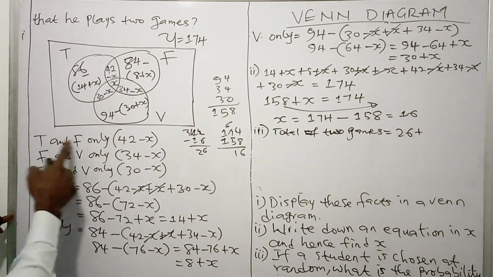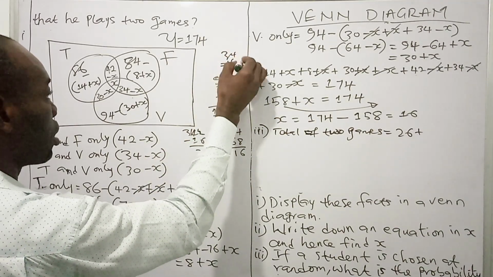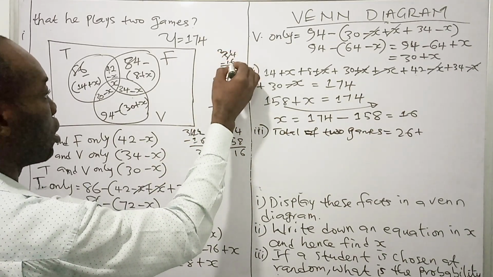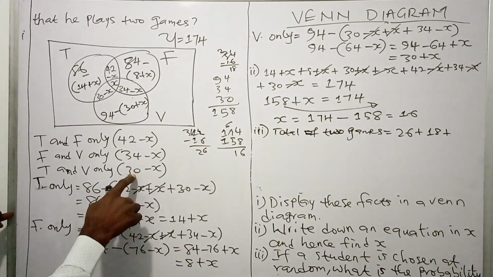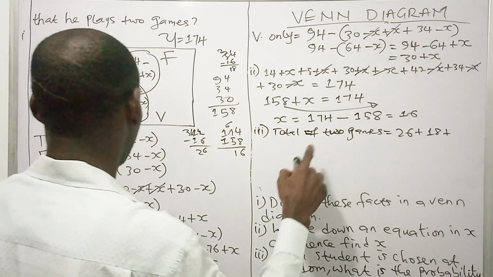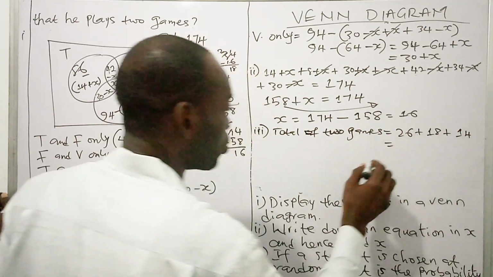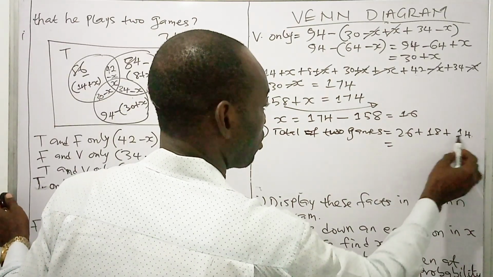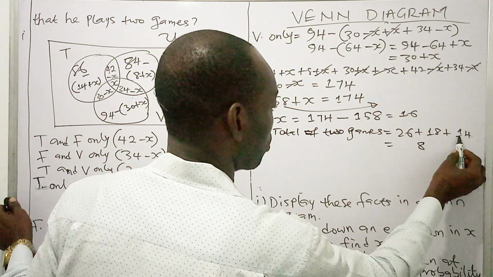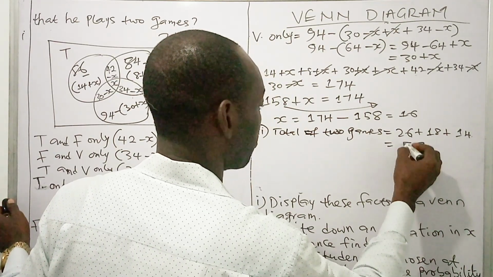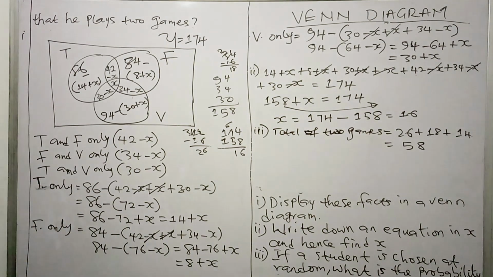That's for tennis and football. For this, 34 minus 16, that should give us 18. And for the last one, 30 minus 16, that should give us 14. Now we'll add this together. 6 plus 8 plus 4, that's 18, 8 carry 1. 1 plus 1 is 2, plus 3 is 5. So the total number of those who play 2 games is 58.